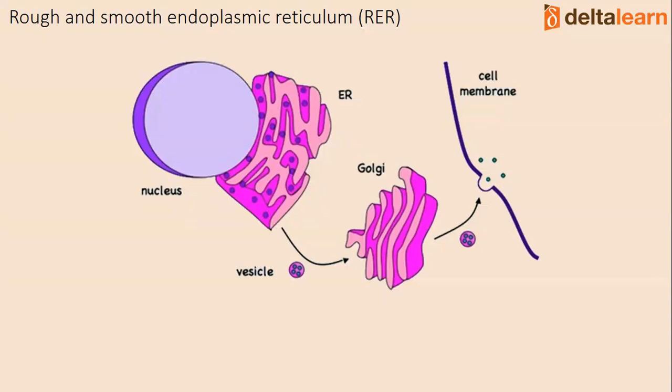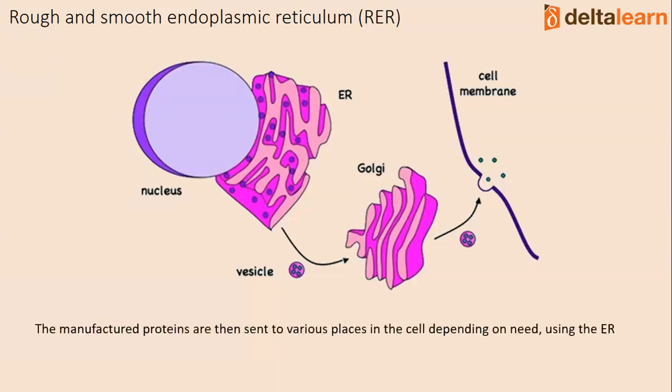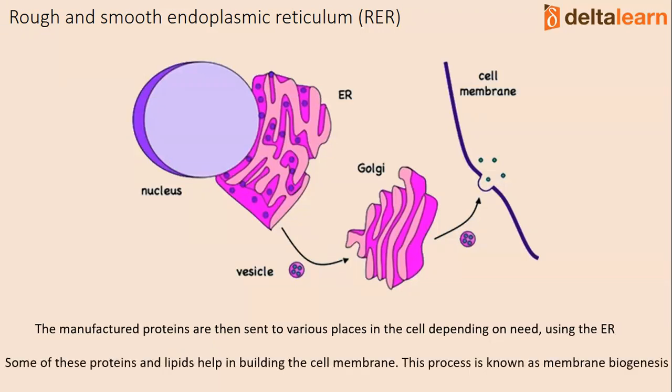Using endoplasmic reticulum and some other organelles, manufactured proteins and lipids are then sent to various places in the cell depending on need. Some of these proteins and lipids help in building the cell membrane. This process is known as membrane biogenesis. Biogenesis means synthesis of substances by living organisms. Some other proteins and lipids function as enzymes and hormones.